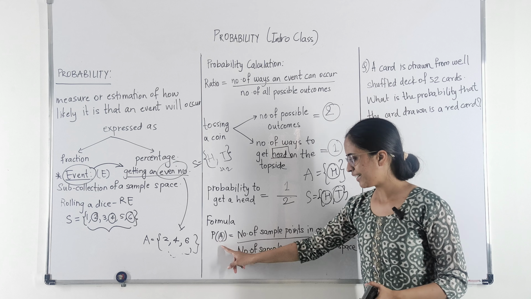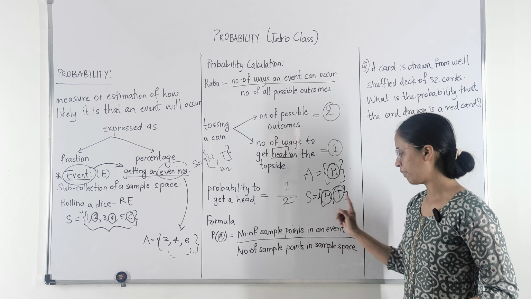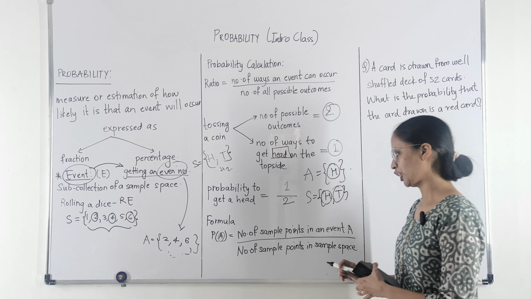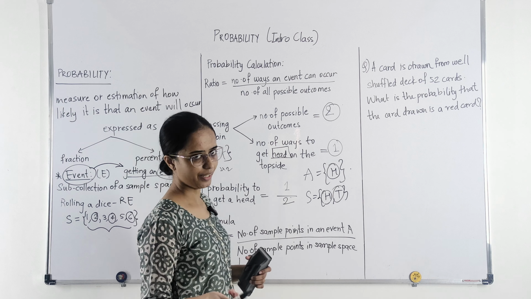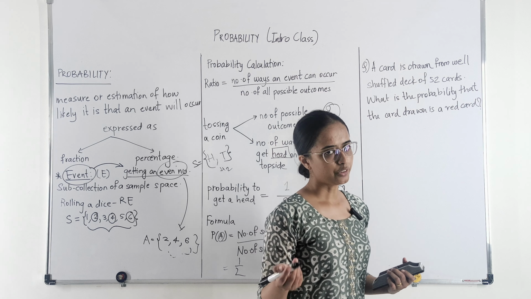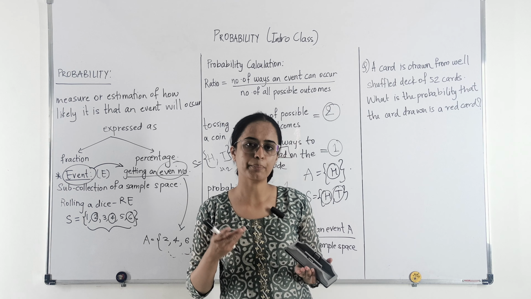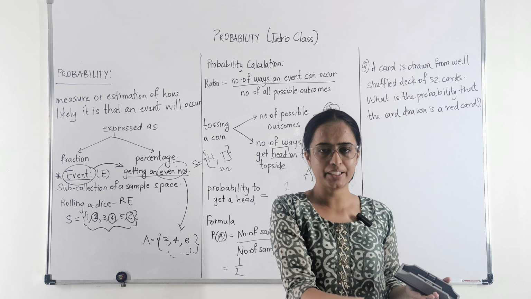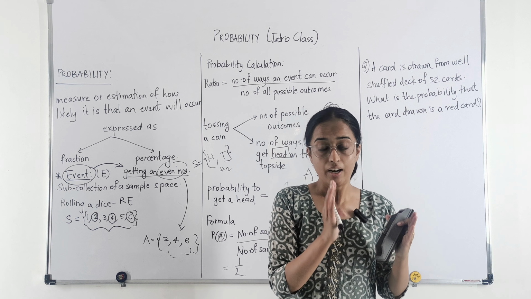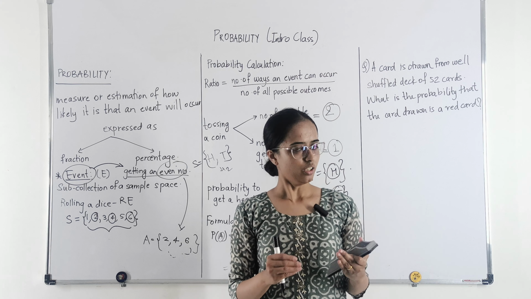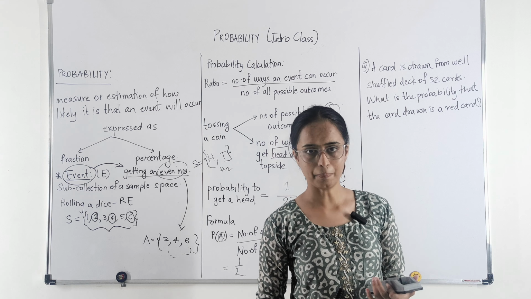So probability of getting an event A is number of sample points in an event A upon number of sample points in the sample space, which again in this case is 1/2. So what is the probability of getting a head when a coin has been tossed? It is 1/2, right? 50% probability that we will get a head, 50% probability that we will get a tail. Meaning half chances to get a head on the top side and half chances to get a tail on the top side when a coin has been tossed.